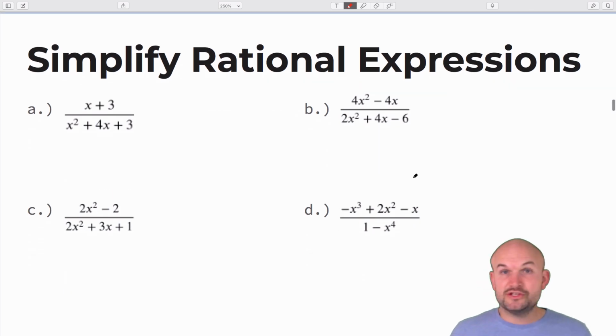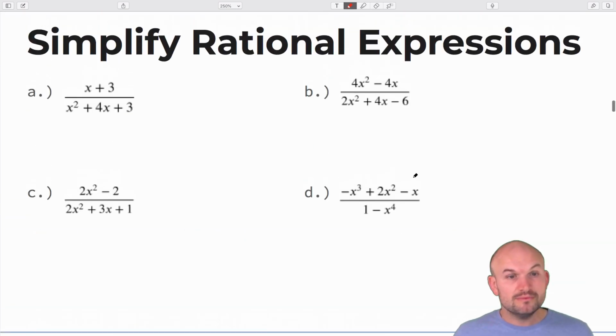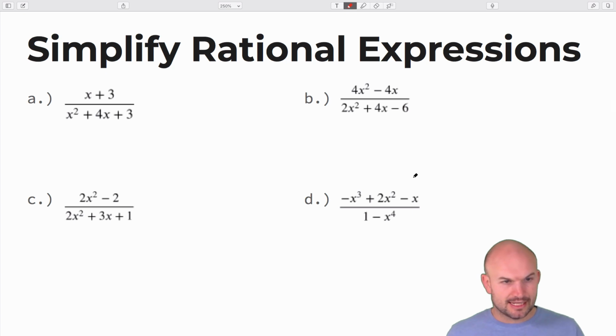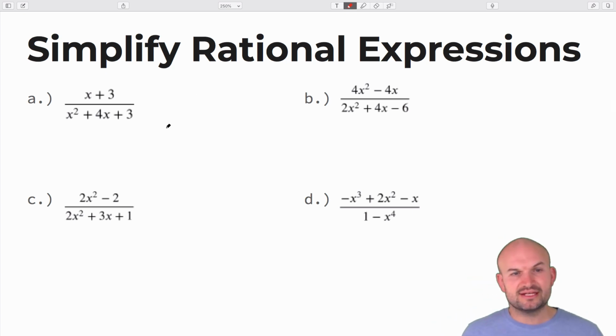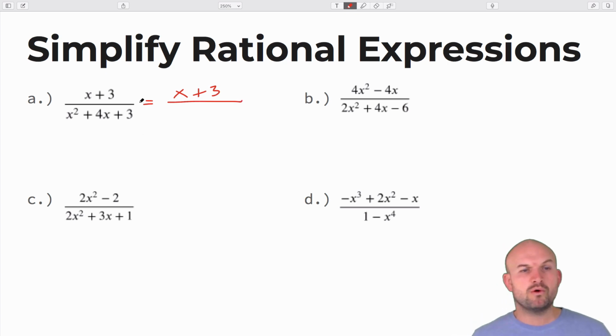So now what I like to do is work through 4 more examples with you. These are ones that I gave in my class, and now we can work through these together. So there's really nothing else I can do in the numerator here. So that's just going to be left as x plus 3. However, in the denominator, I see that this is a quadratic trinomial. Thinking of what 2 numbers multiply to give me 3, add to give me 4.